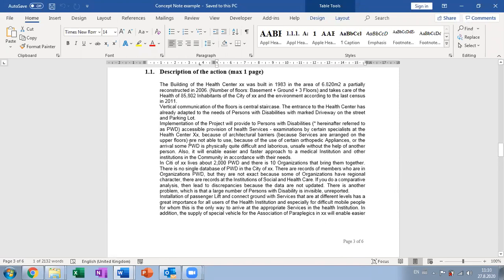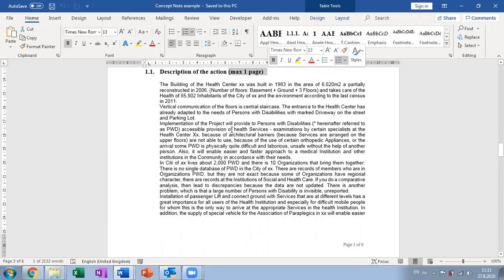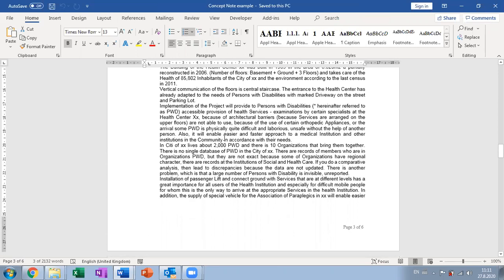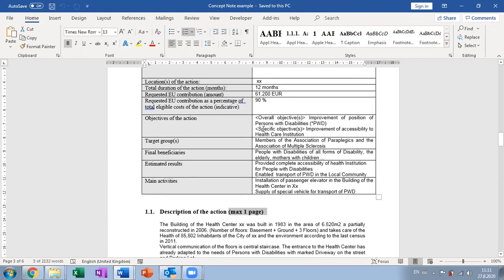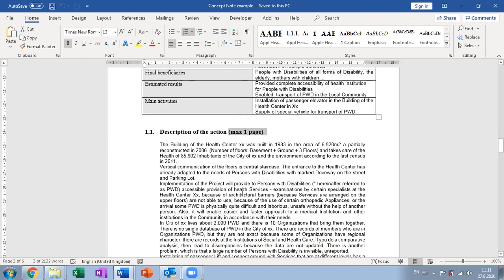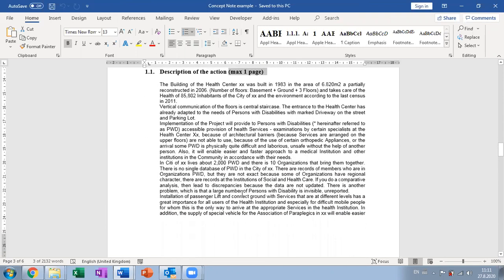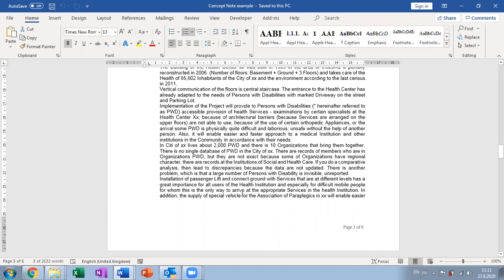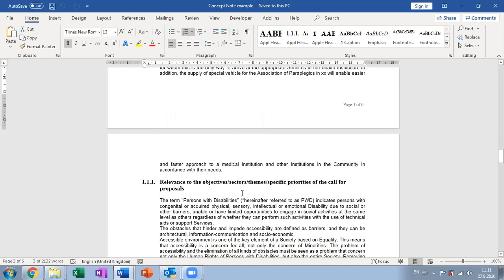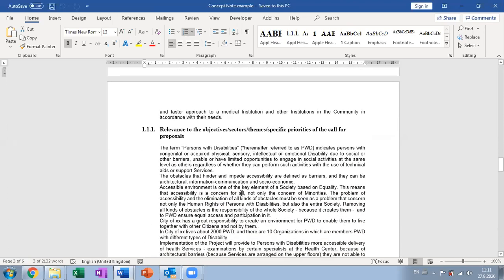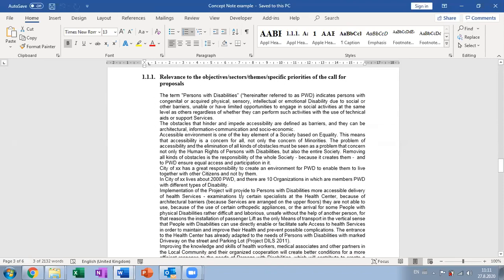And then, if you remember, this is a little bit of a different template, and it asks you to present your description of the action on fewer pages, maximum 1. But intervention logic, how are these outputs, outcomes and impact interrelated? Nothing of that kind is actually presented here. So, lots of issues, lots of problems. I don't know if you agree with me.